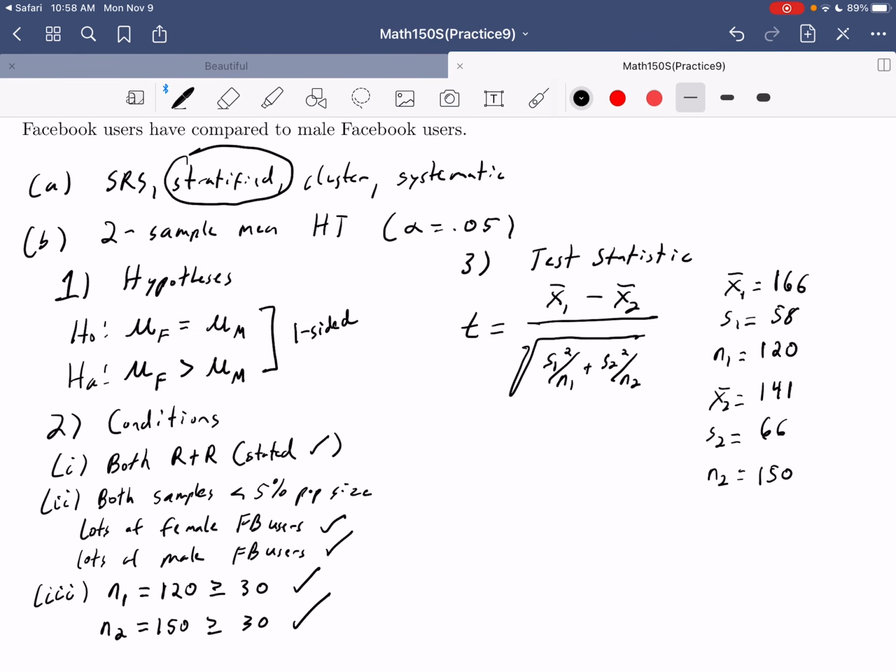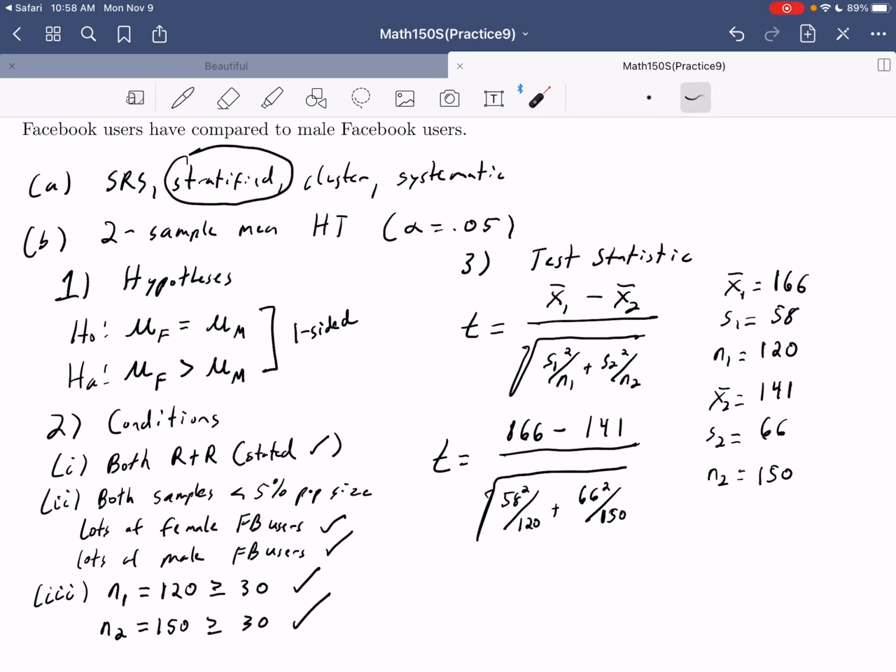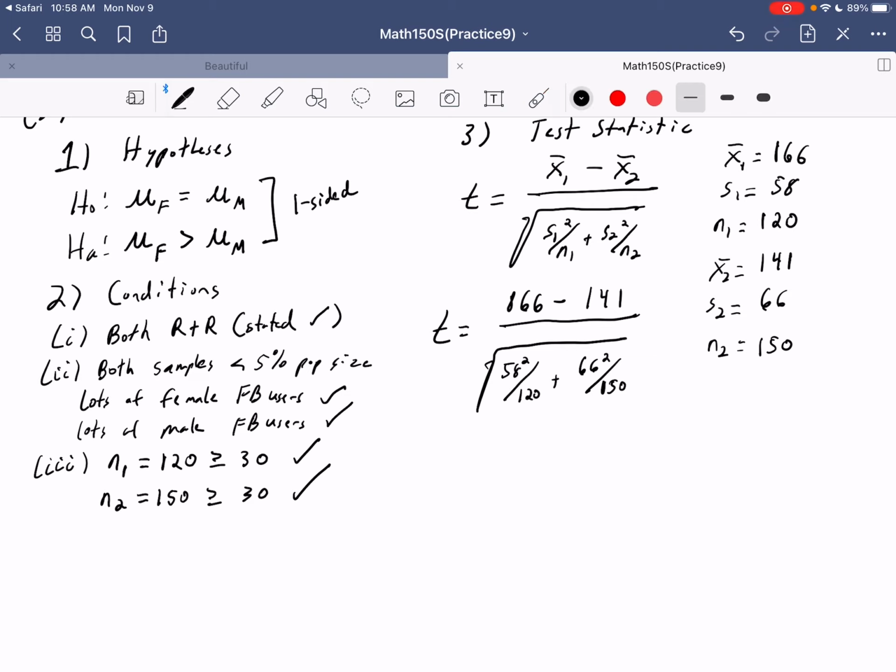So let's plug all that stuff in there. So up top, we're going to have 166 minus 141, and then divided by a big square root of 58 squared over 120 plus 66 squared over 150. Now again, a couple little details. If you do type this in piece by piece, that square only applies to the standard deviation. So you're doing 58 squared and then dividing by 120, 66 squared, and then dividing by 150. You can actually type in the top and bottom separately in one line each.